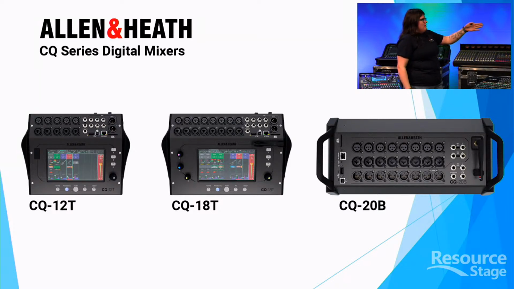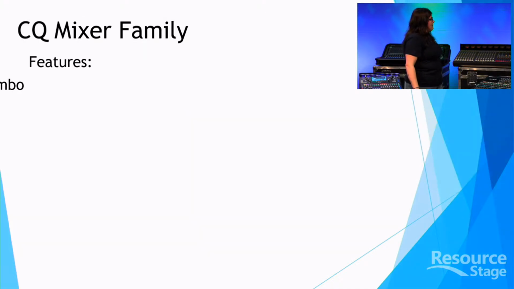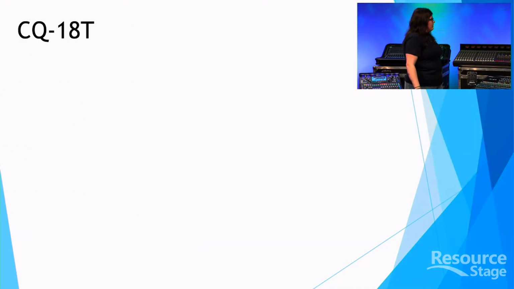And then the 20B, as you can tell, does not have a screen, but does have that wireless access point. Like I mentioned earlier, that's something you kind of put in a rack, hide in the corner, and you walk around your space to do your mixing. I'll go through all this quick.